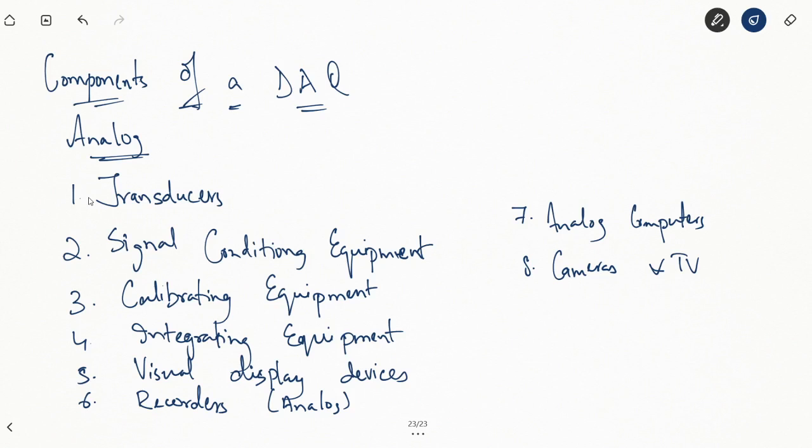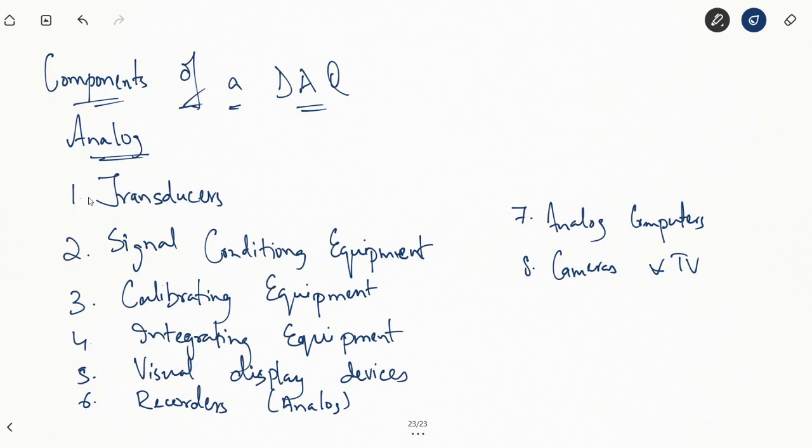And then you have the visual display devices. These will include the CROs. They can be single channeled or multi-channeled. CROs basically help us view the waveforms on a screen, through which we can both measure as well as monitor the waveform that's being measured.